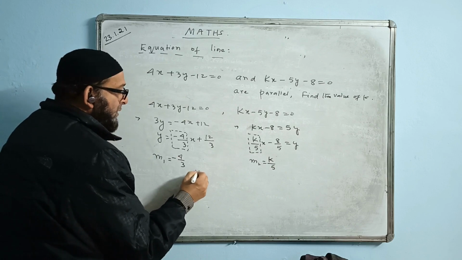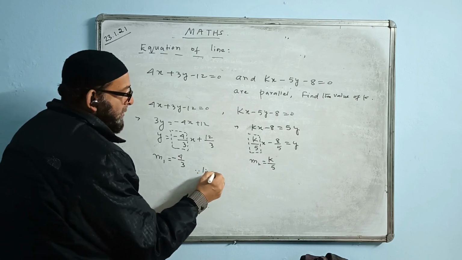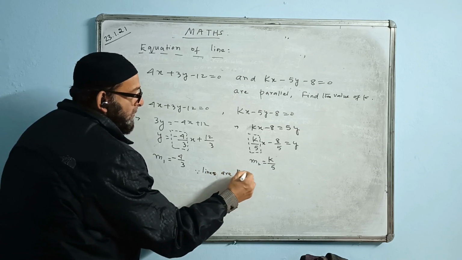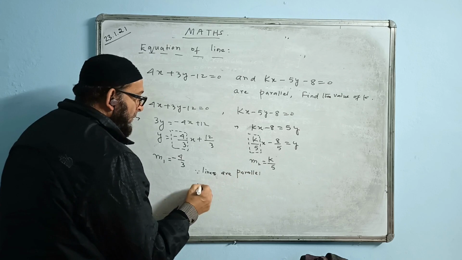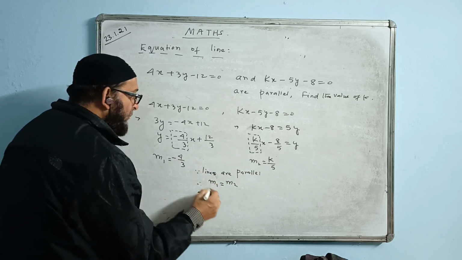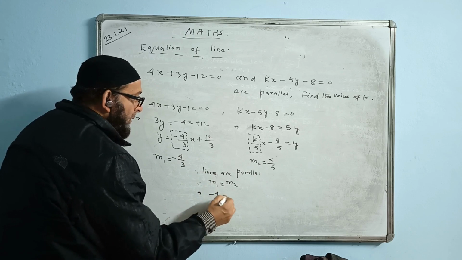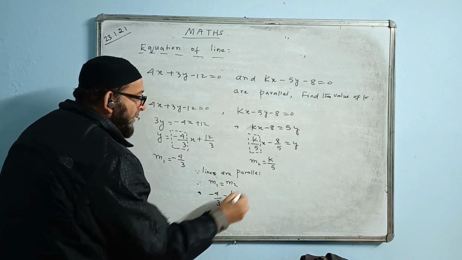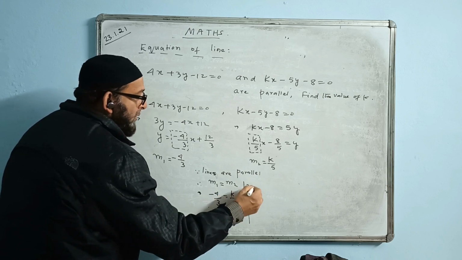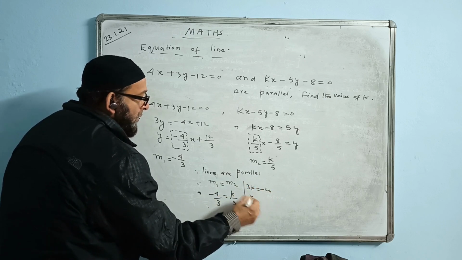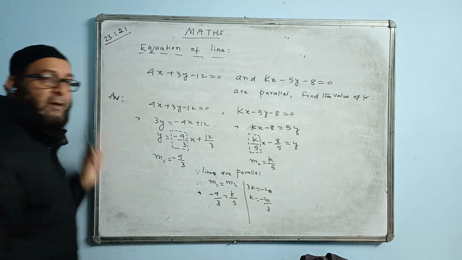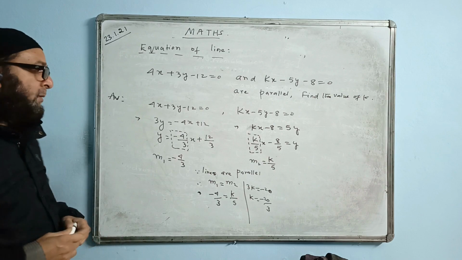Now we write here, since the lines are parallel, therefore m1 equal to m2. I put the value of m1 as -4 by 3 and the value of m2 as k by 5. Using this we will find the value of k. You can cross multiply. 3k is -20, therefore k value is coming -20 by 3. The answer. The value of k alone will count.